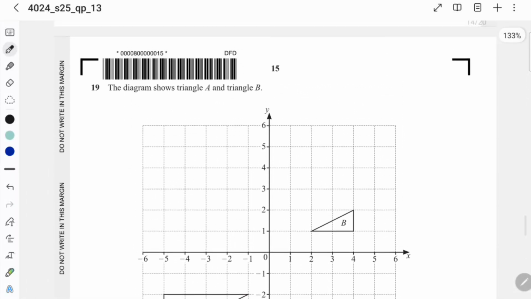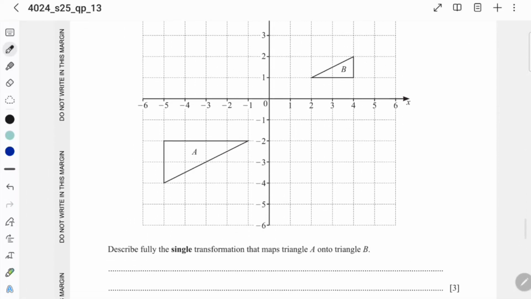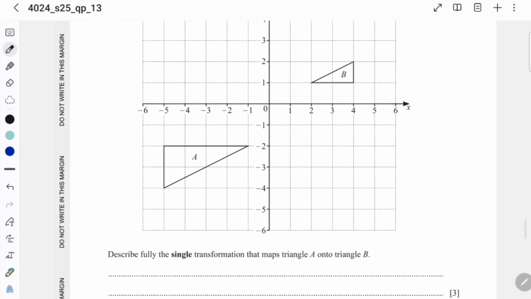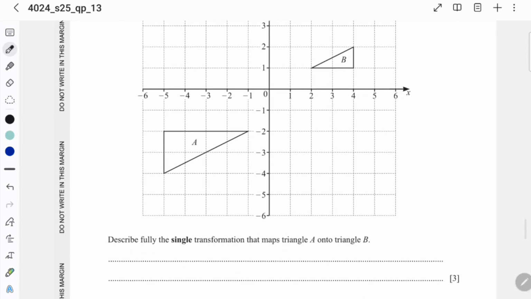Okay, now question number 19 is a transformation question. Describe fully the single transformation that maps triangle A onto B, a smaller and a bigger. A onto B means A is your object and B is your image. Obviously, the enlargement is happening here, enlargement. And then we'll have to give the center of enlargement and scale factor also here, a 3 marks question.